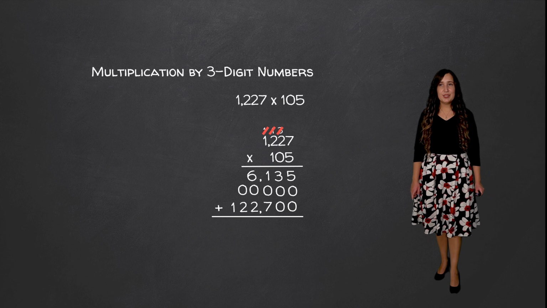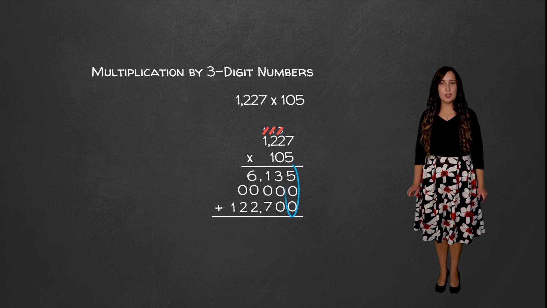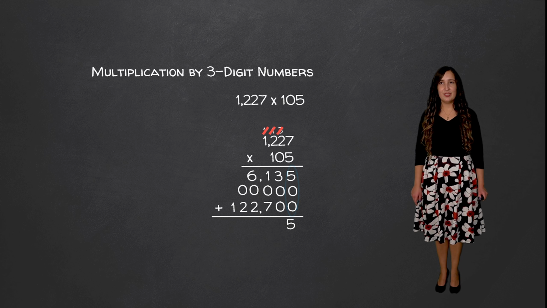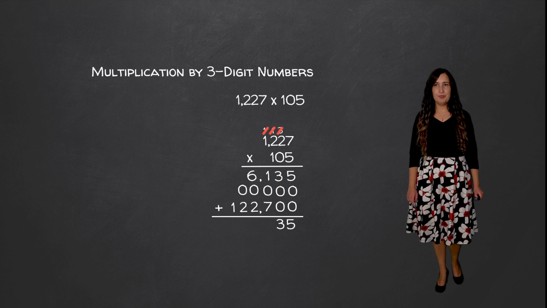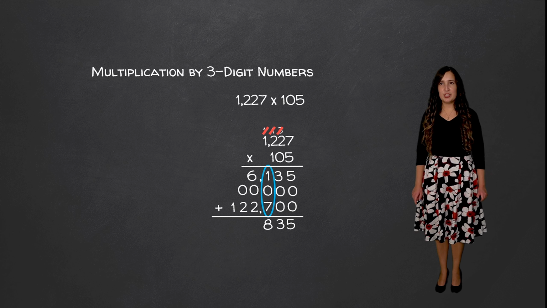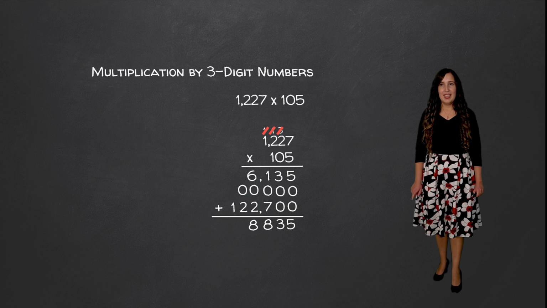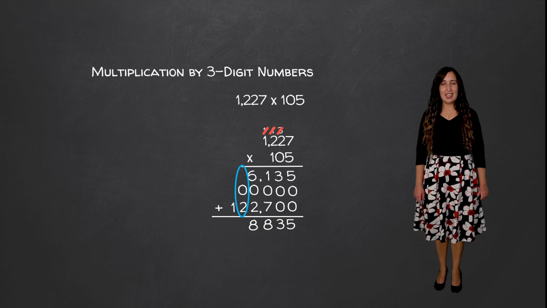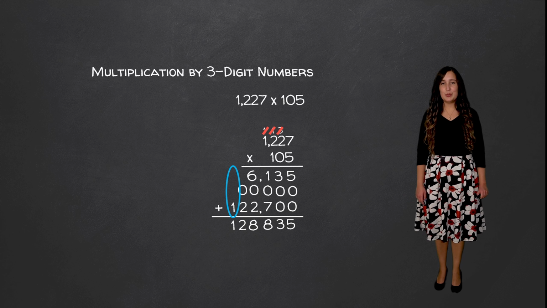Now that I have my values here, I could go ahead and add them. In my ones place, I have 5 plus 0 equaling 5. In my tens place, I have 3 plus 0 equaling 3. Then I have 1 plus 0 plus 7 in my hundreds place, which gives us 8. Then in my thousands place, I have 6 plus 0 plus 2, and we get 8. Then in my 10,000s place, I have 0 plus 2, and that is 2. And then finally in my 100,000s place, I have nothing plus 1, which equals 1.